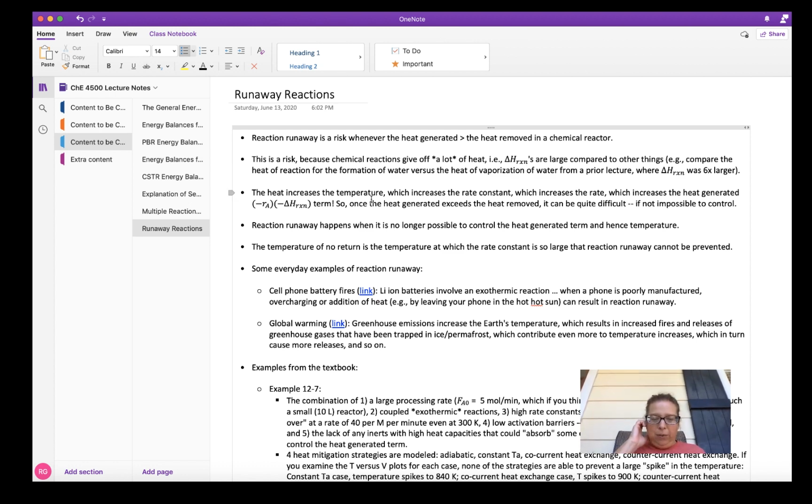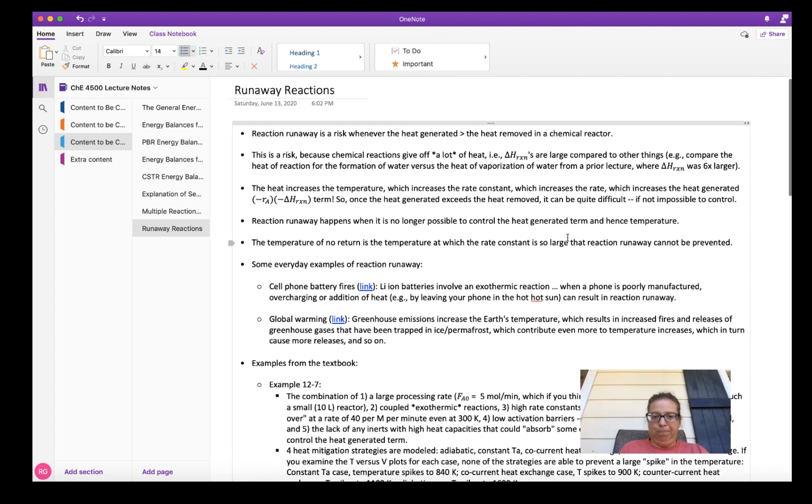So what happens in a runaway reaction, if the heat removal term is not sufficient to compensate the heat generated, then the heat will increase the temperature. The temperature increases the rate constant, which increases the rate. This increases the heat generated term even more, so the heat generated term is eventually increasing itself because it's a function of this reaction rate term. So once the heat generated term is exceeding the heat removal, it can be difficult, if not impossible, to control.